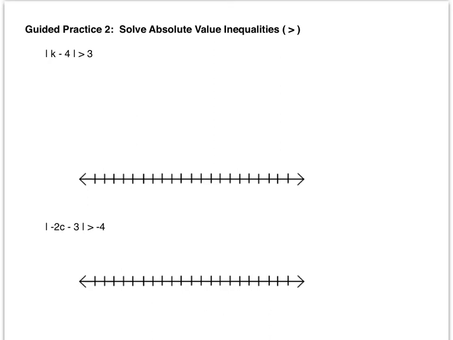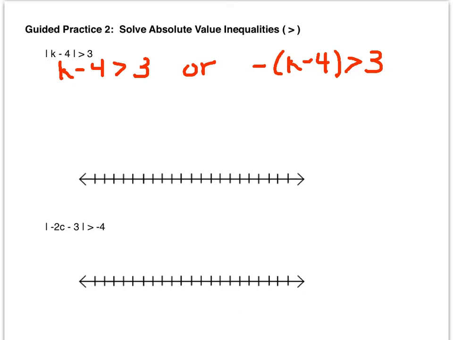Let's look at an example together in Guided Practice 2. In Guided Practice 2, we have the absolute value of k minus 4 is greater than 3. Once again, we need to solve two cases, so we have k minus 4 is greater than 3, or the negative of k minus 4 is greater than 3. So we're going to add 4 to both sides. We get k is greater than 7.